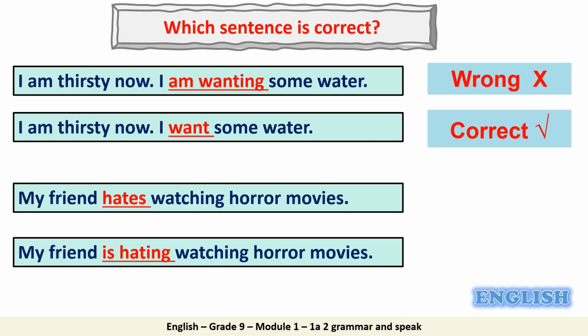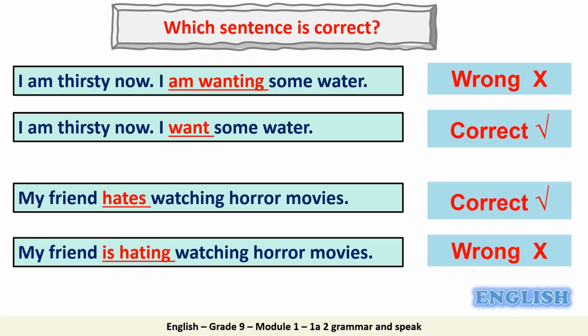Let's study the second example. Which sentence is correct? The first sentence or the second sentence? My friend hates watching horror movies. My friend is hating watching horror movies. Well done. The first one is correct. Why? Because hate is a stative verb. It must be in the present simple tense.